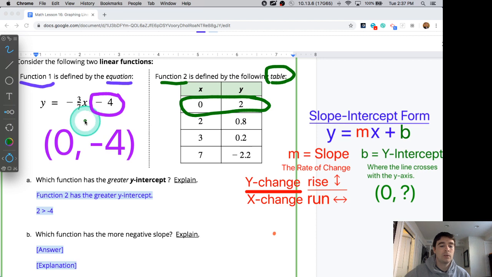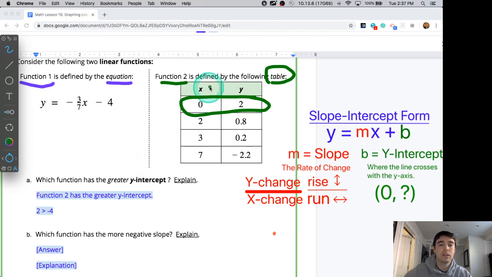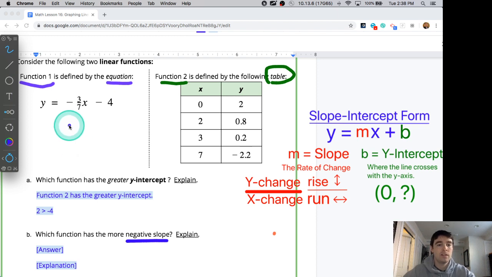So I'm going to cancel out now some of the work we did for y-intercept, because the second part now is going to ask us which function has the more negative slope. Again, they're asking us which function has the more negative slope here. So if I want to know which one has the more negative slope, first I need to know the slope for each one. For function 1, it is shown as an equation, y equals mx plus b form. So whatever the m is, in this case, the negative 3/7, that represents the m, or the slope. So the slope for this one is negative 3/7.